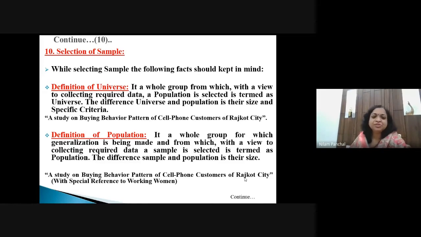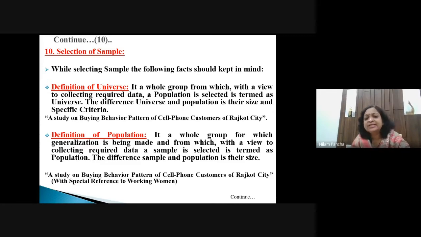Number one is definition of the universe. So what is a universe? It is a whole group from which, with a view to collecting required data, a population is selected, and it is termed as a universe. For example, a study on buying behavior pattern of the cell phone customers of Rajkot city. Now, when you're talking about Rajkot city, it is a whole population that you're talking about. You're not saying that you want a particular area or a particular category of customers, or you want to check something else, right?